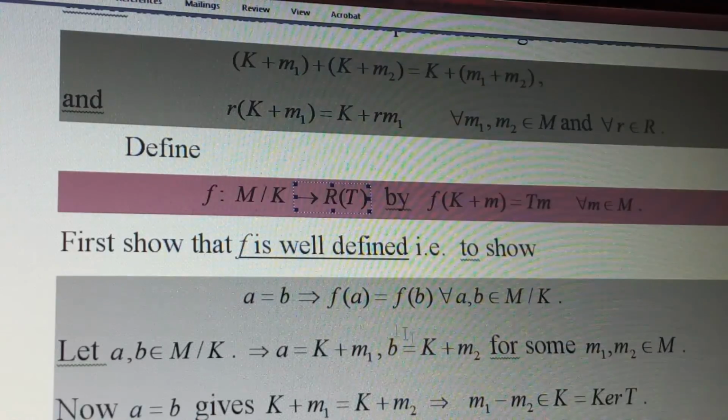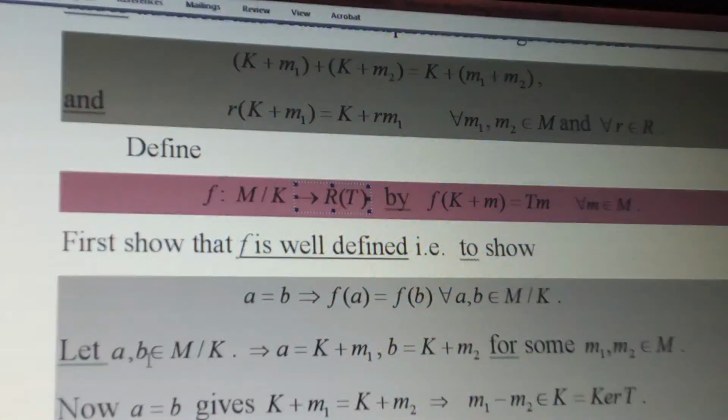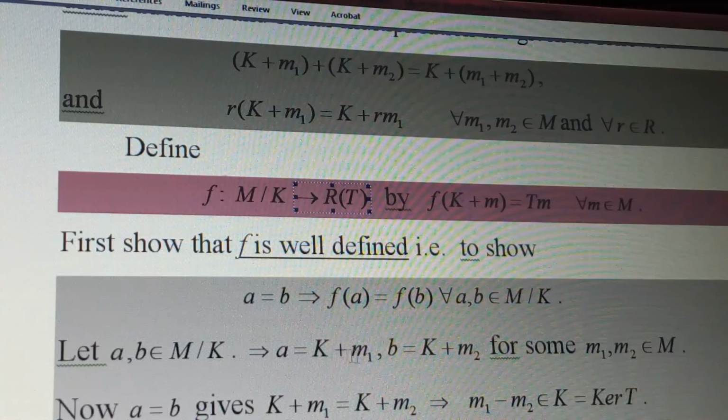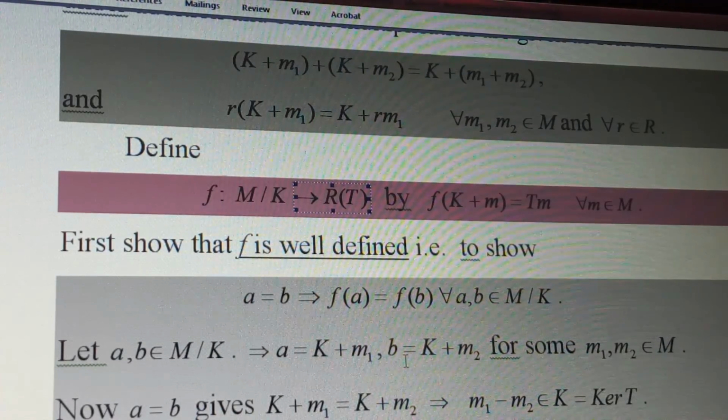For this, first we show that f is well defined. To show well defined means if elements are the same, images are the same. For this we take two elements a and b of the quotient module. a is K + m1 and b is K + m2 for some m1, m2 belonging to M. Now a is equal to b, given this is the value of a and this is the value of b, so m1 minus m2 belongs to K, where K means kernel T.